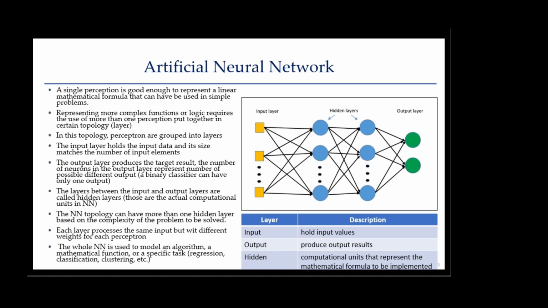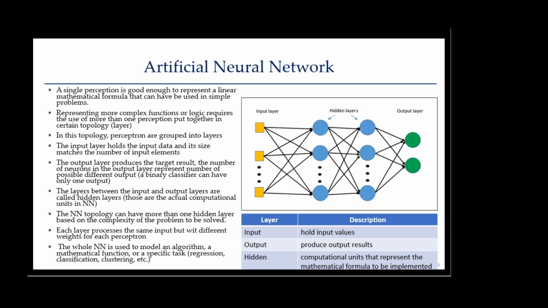A single perceptron is good enough to represent a linear mathematical formula, which can be used to represent or solve simple problems. However, representing more complex functions or logic requires the use of more than one perceptron. Those perceptrons have to be put together in a certain order or topology. In this topology, perceptrons are grouped into layers, as you can see in the figure.